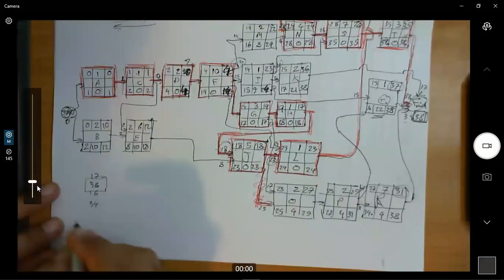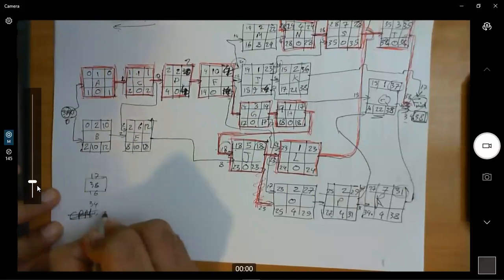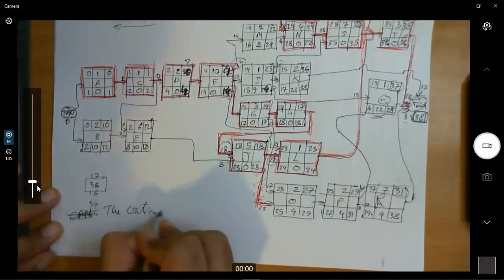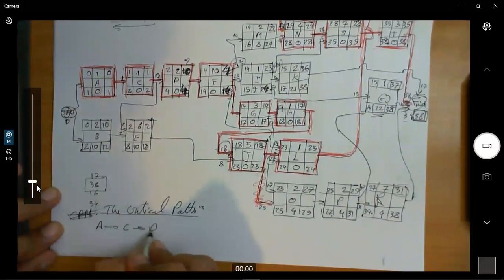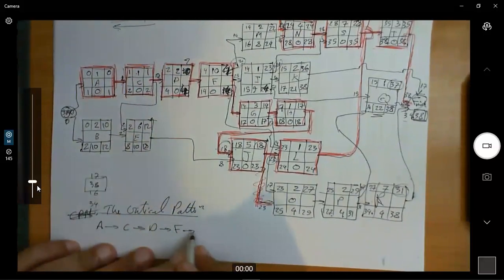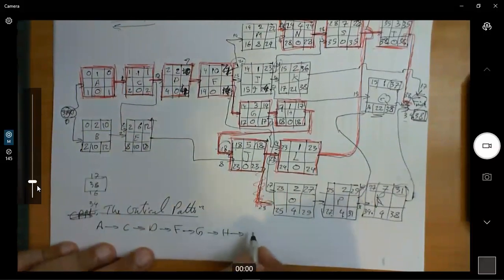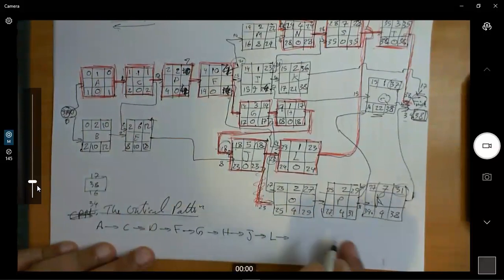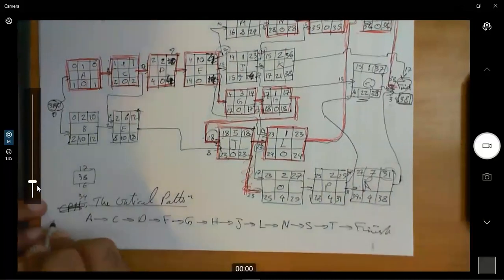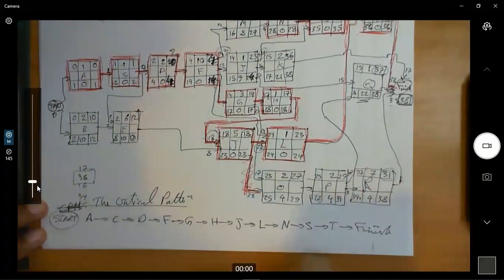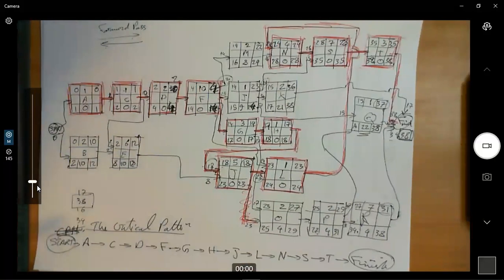So our answer would be the CPM, or the critical path, will be A to C to D to F to G to H, then to J, then to L, then to N, then to S, then to T, then to finish. And here start. The total project duration is how much? 38. Let's do a sanity check.